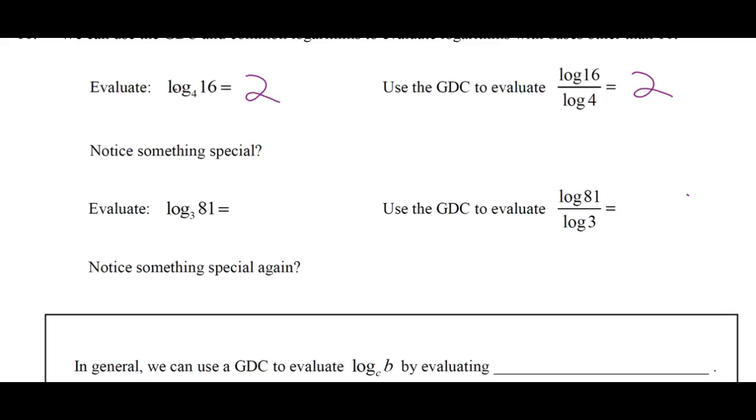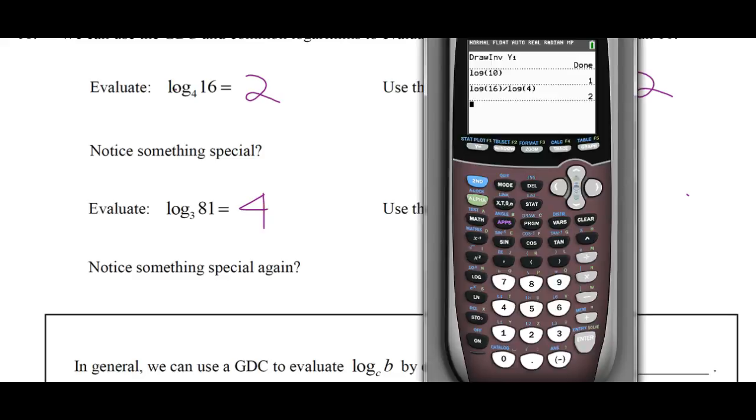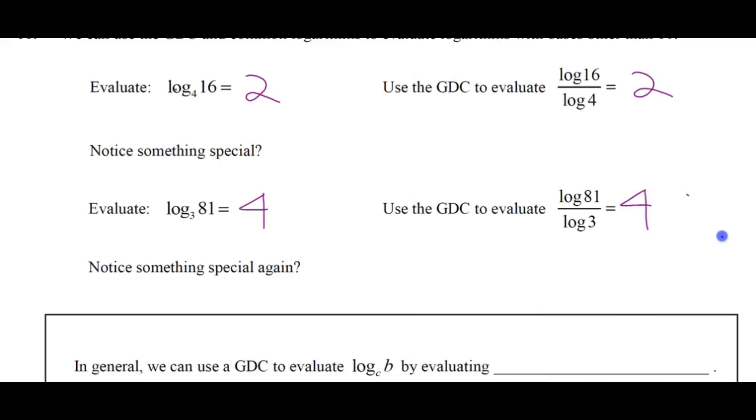All right, well, if we're going to do a little inductive reasoning, we're not going to do it off of one example, right? So, log base 3 of 81. You see that and you think, right, 3 to the what, because I need an exponent, 3 to the power of what gives me 81? You say 4. Use the GDC to evaluate log 81 divided by log 3. And unsurprisingly, we get a blue dot because this thing never works the first time. We get 4. Notice something special again.